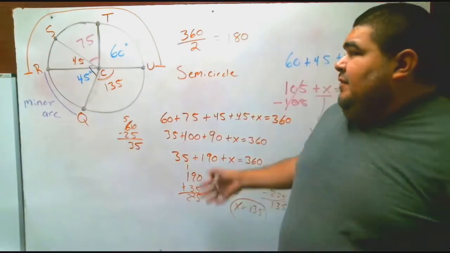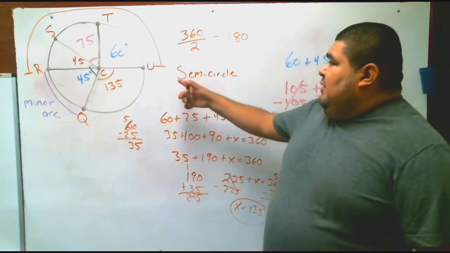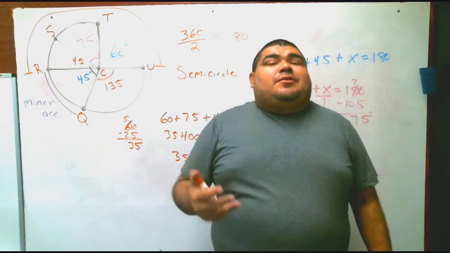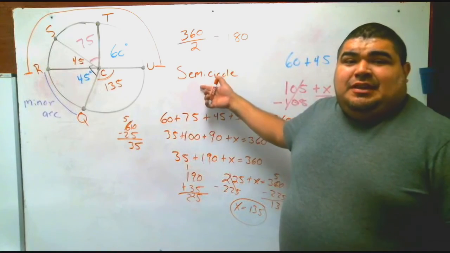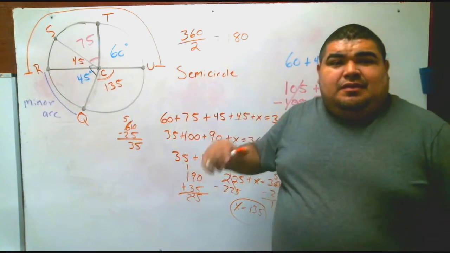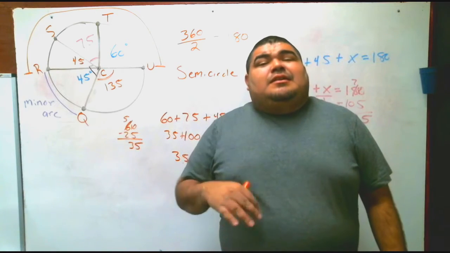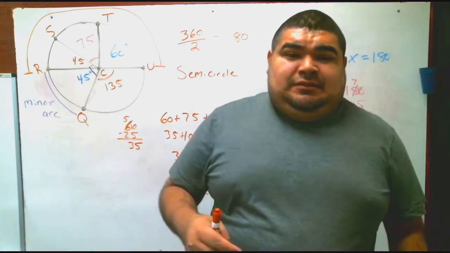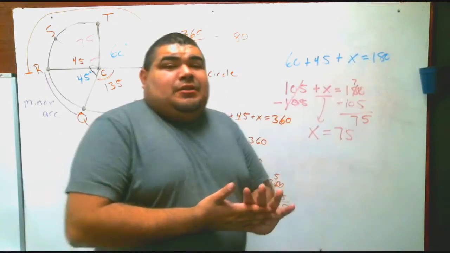Okay, now that we solved it, all you have to remember, if it's less than 90 degrees, it's a minor arc. If it's half a circle, it's a semicircle. Okay? If it's more than 90 degrees, it's a major arc. Anything over 90 degrees. All right, make sure you write everything down in your notes.